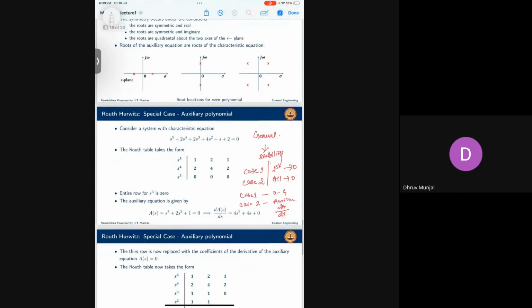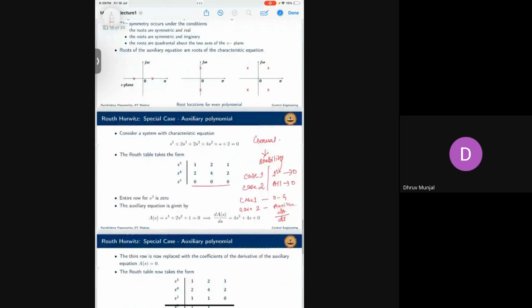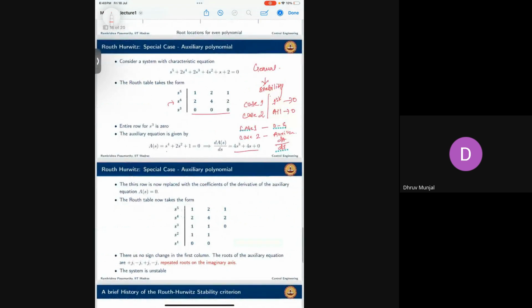Right. There exists another case where you get all rows 0. Here we are doing the case 2 method. The previous row has the highest power as s power 4. So 2s power 4 plus 4s square plus 2 equal to 0. Then they have taken out the common coefficient, so it becomes 1, 2, 1. If you differentiate this, you will have this kind of equation, right? They're replacing it in the row and finding this.